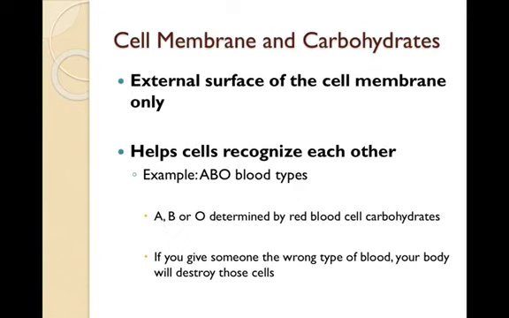So this is one of the reasons why, if somebody were to get a blood transfusion and you give them the wrong type of blood, well, the body will recognize those carbohydrates on the outside of the red blood cell, and your immune cells are going to destroy those cells because they recognize that the carbohydrate isn't correct. And so that's one of the reasons why it's exceptionally important to give someone the proper blood type. And it's all based on the carbohydrates. So that's the best known example of carbohydrates on the cell membrane.